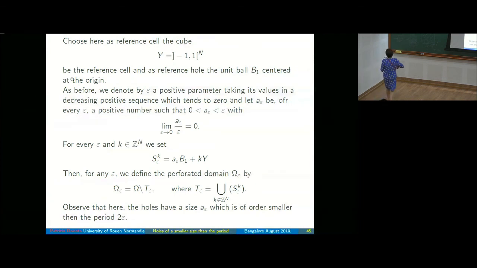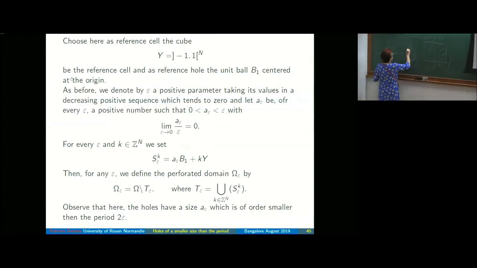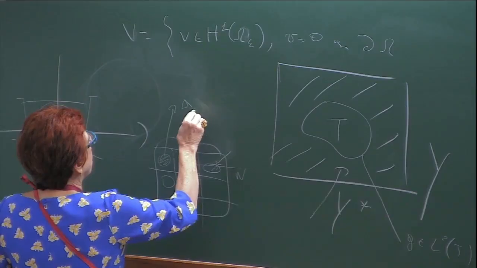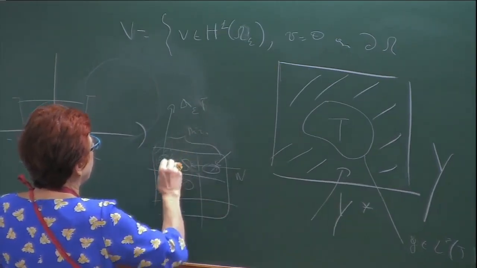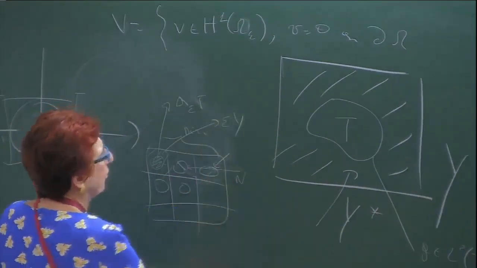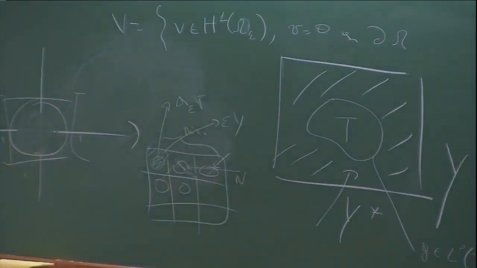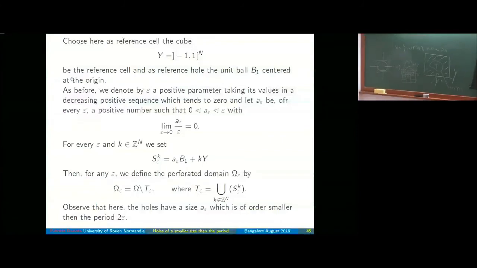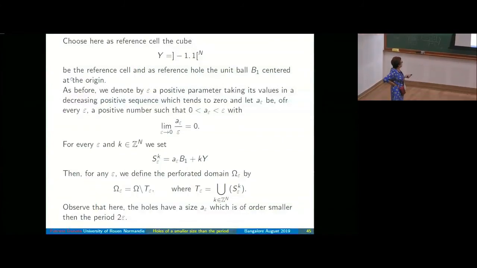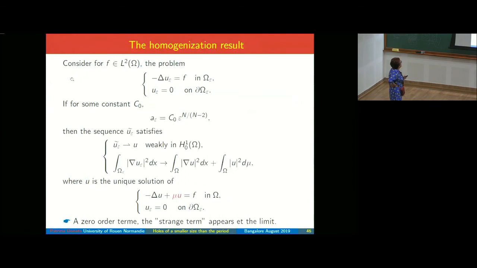So now the situation is that the holes are a_epsilon T, and this one is epsilon Y as before. I forgot one epsilon. Okay, so we define the perforated domain like Omega minus T_epsilon. So we have also holes of size a_epsilon smaller than the period 2 epsilon. And then the homogenization result is the following.